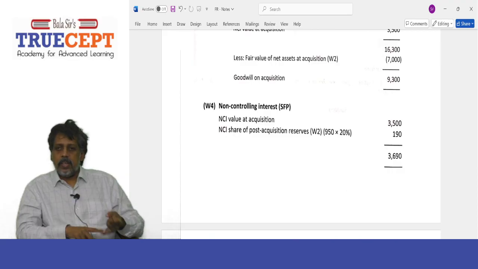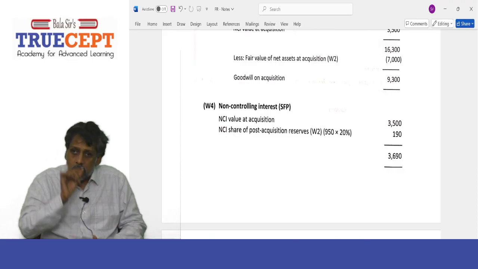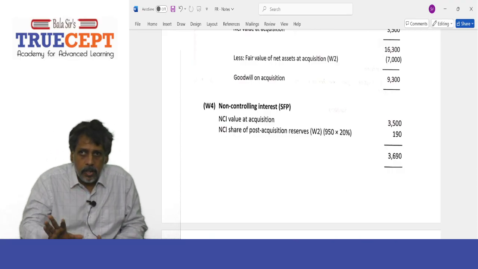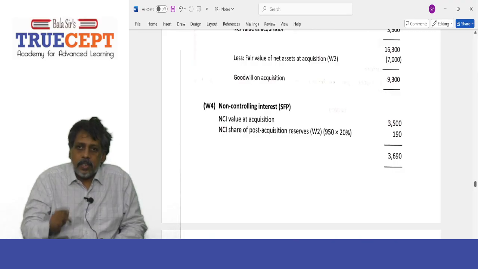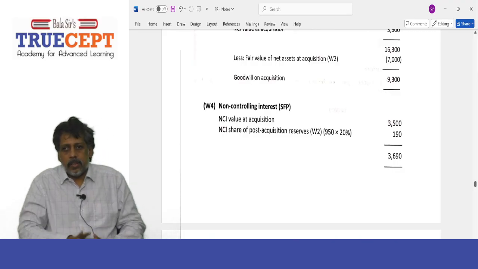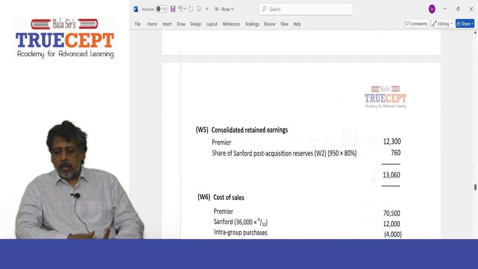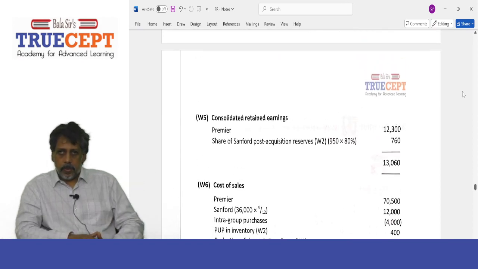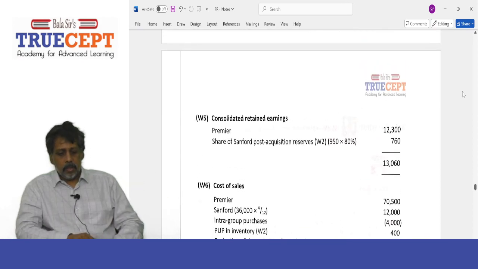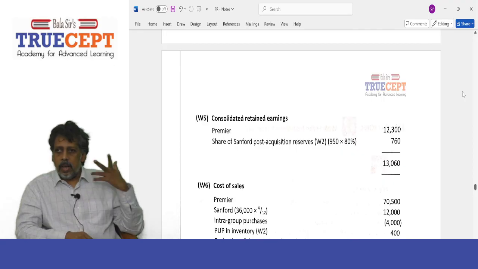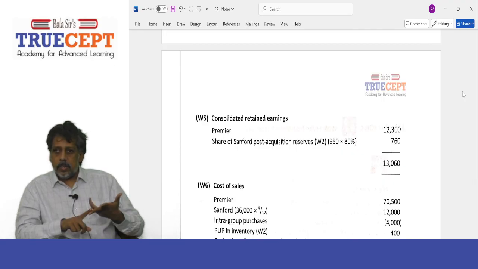690 is the amount of goodwill, or rather non-controlling interest. Okay, I'm really sorry. 3,690 is the amount of non-controlling interest. Now we go to the last working note for the balance sheet preparation. Just see, consolidated retained earnings, very simple. I take my retained earnings, how much?